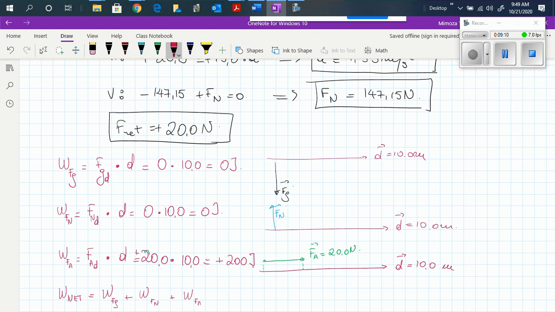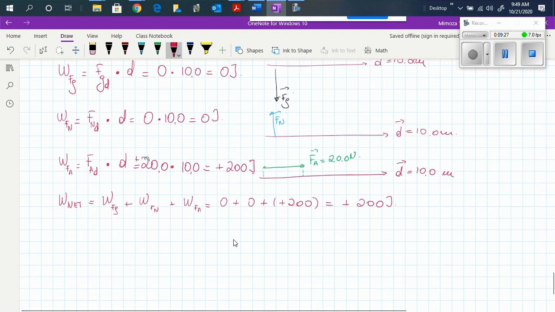Work done by the force applied. This will be 0 plus 0 plus positive 200 equals positive 200 joules. You can check now with the force net that we found. So you can say that work net is equal to the force net component along the displacement times the displacement itself. The force net is in that direction because this is where the object is moving.